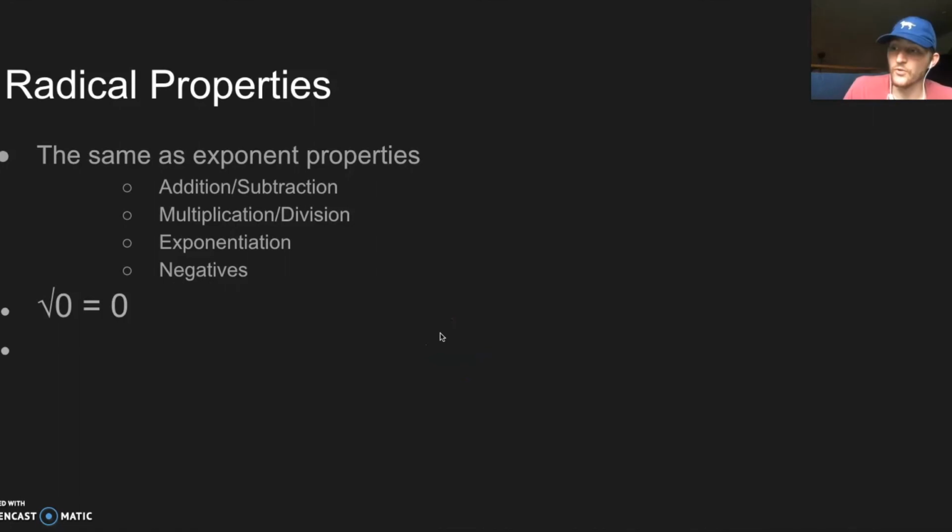Finally, with negatives, we're going to do the same thing we do with exponents. 1 to the negative 1 over 2 is going to be 1 divided by the square root of 1. And finally, the square root of 0, or the cube root of 0, or the fourth root of 0 is just going to be 0. We're not going to take the 0th root of anything because that's not possible. We can't take a non-root. That actually would be an undefined answer.